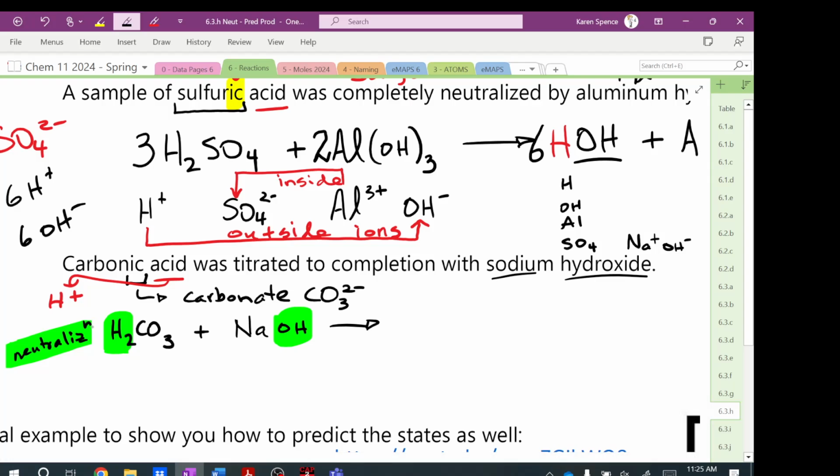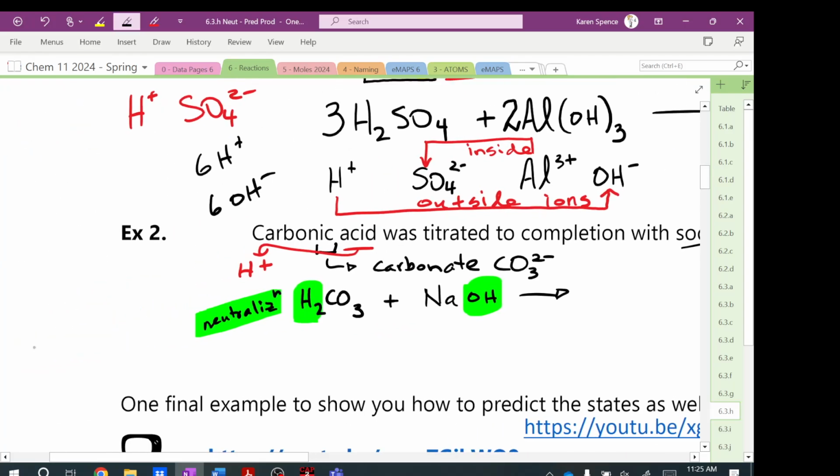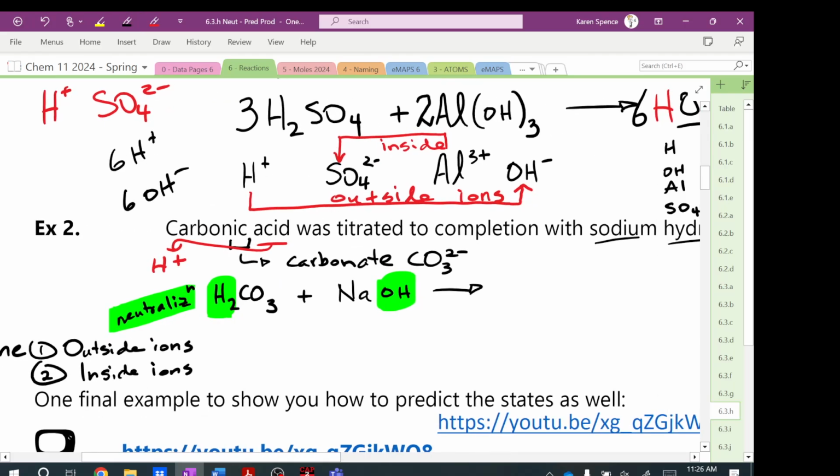How do you predict the products of a neutralization reaction? You combine what? The outside ions and the inside ions, just like for double replacement. Who are the ions in H2CO3?